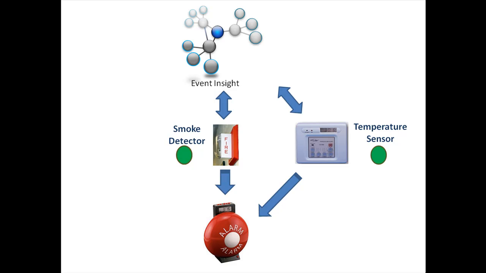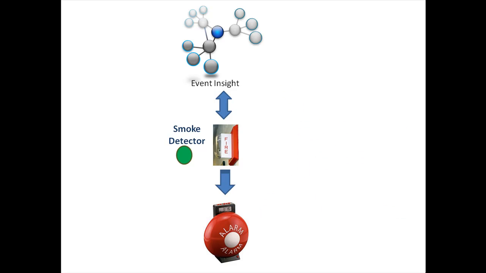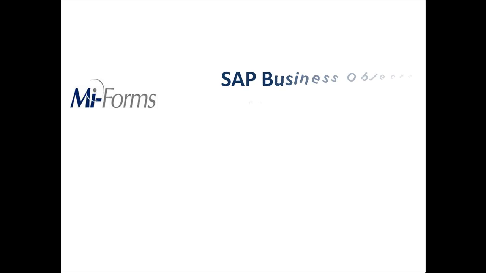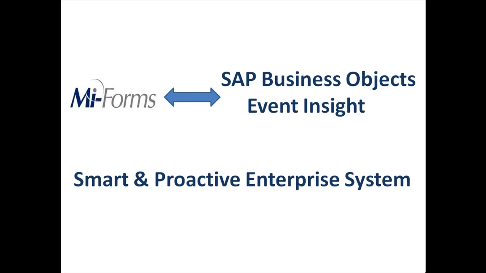Once the smoke detector is fixed, Event Insight recognizes that the primary fire alarm is now active and automatically deactivates the temperature sensor as the temporary fire detection system. Thanks to the integration between SAP's Event Insight and Myco's digital pen solution, workplace safety was ensured.